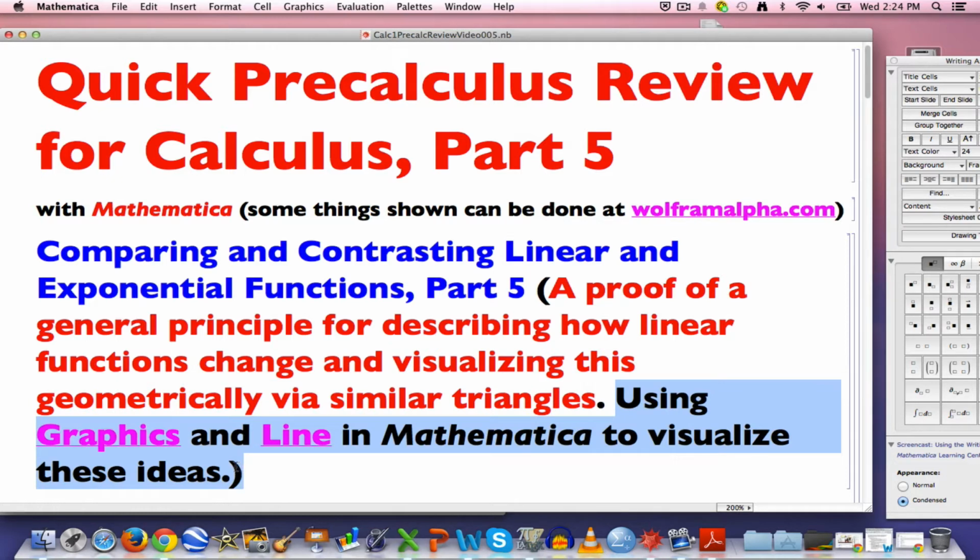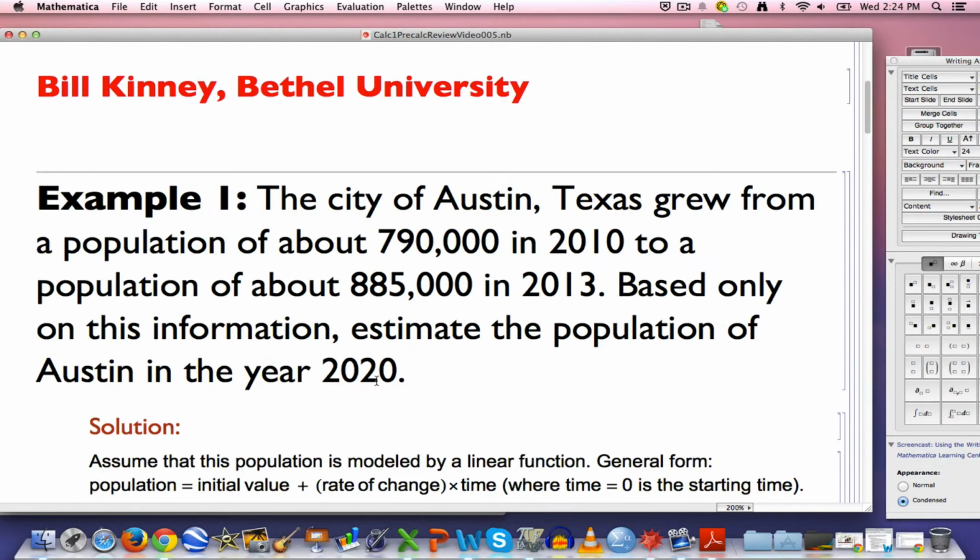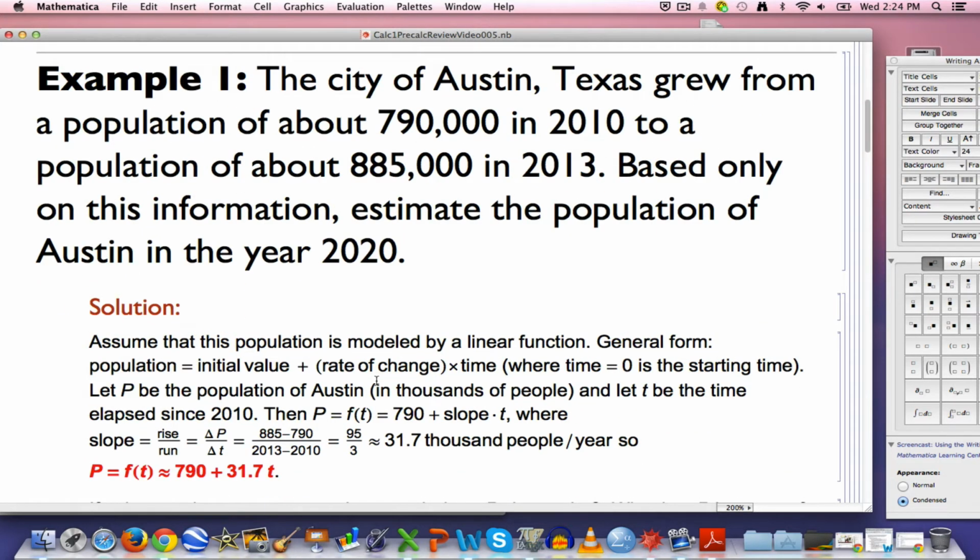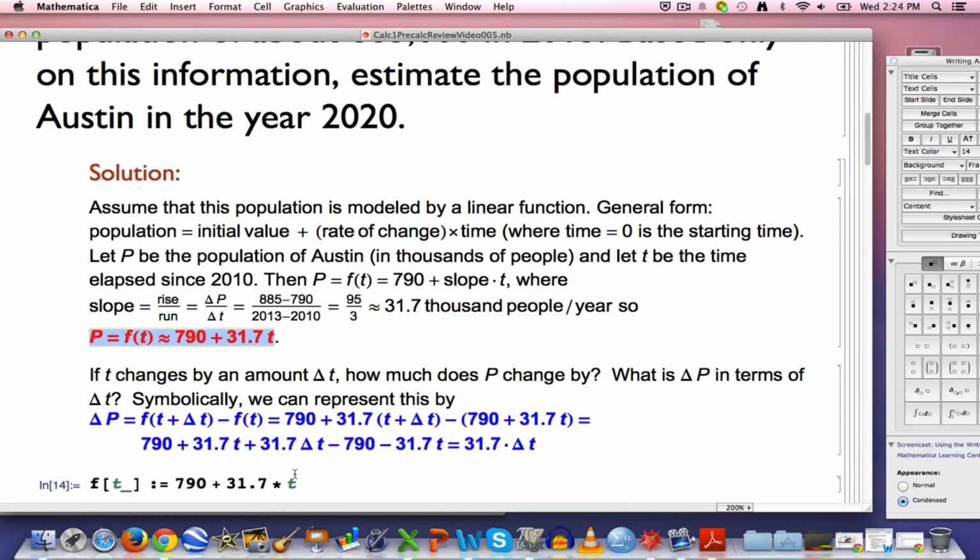I'm working in Mathematica, this computer program that you see here, and we're going to visualize what we want to describe with a couple new Mathematica commands called graphics and line. So here is the first example, modeling the population of Austin, Texas, and we're making the simplest assumption we can, that the function is linear. Here was the function we used to model that population from 2010 to 2013.